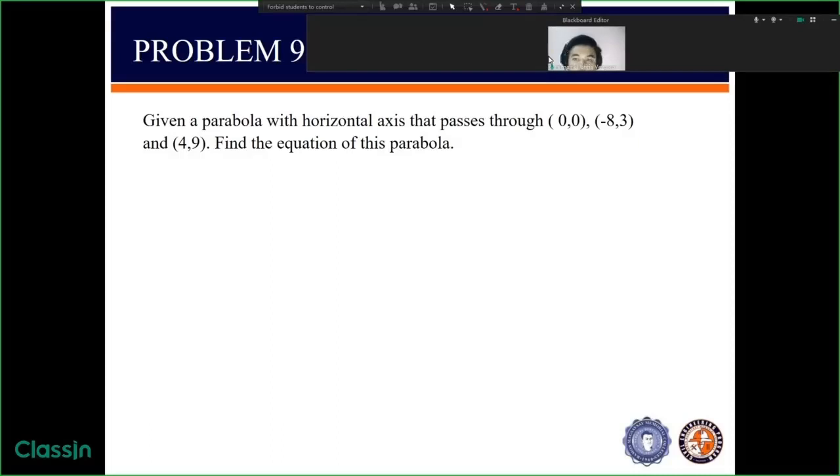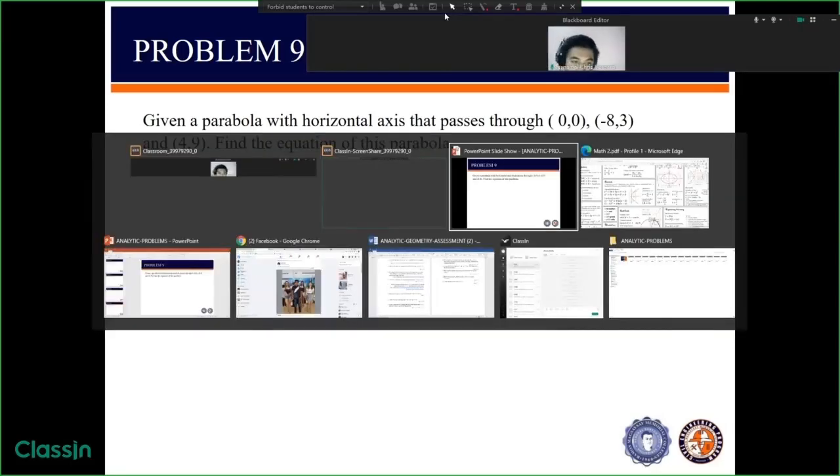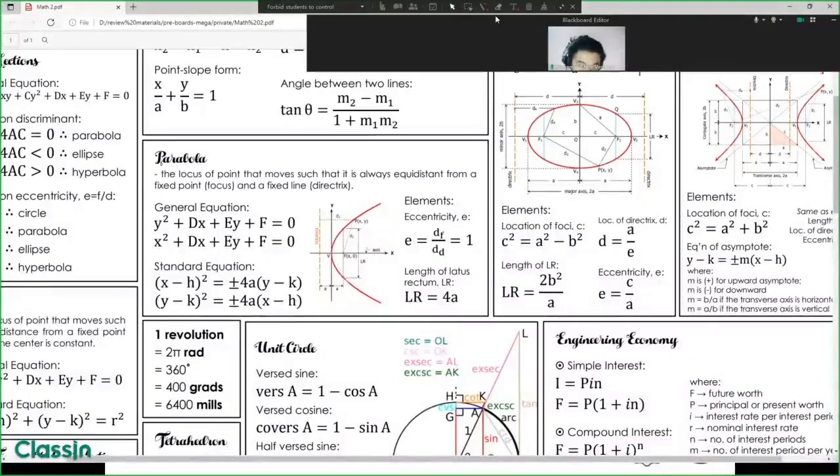Okay, next problem would be related to parabola. Okay? So, given a parabola with horizontal axis passes through these points, we have 3 points na nagpapas doon sa ating parabola. Ang tinatanong dito is yung equation of the parabola na mabubuo. So, yung with respect to those points. So, we have here the general equations of parabola. Meron tayong dalawa, which is yung merong y squared at saka yung x squared. And then we have also two standard equation, with respect to y and x.